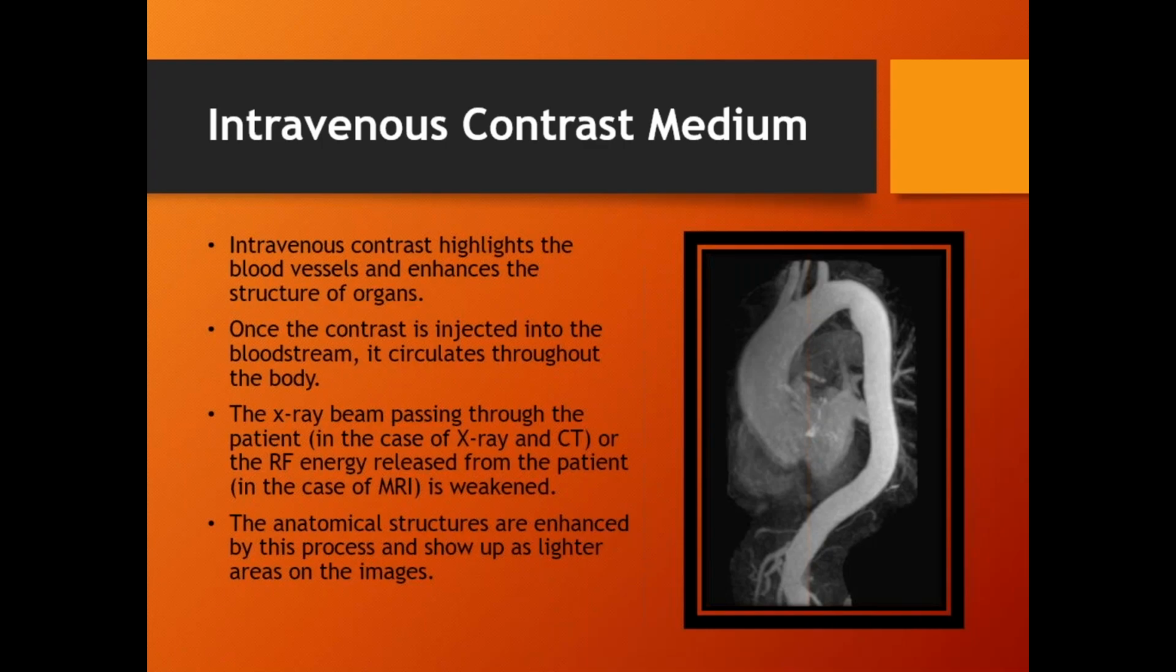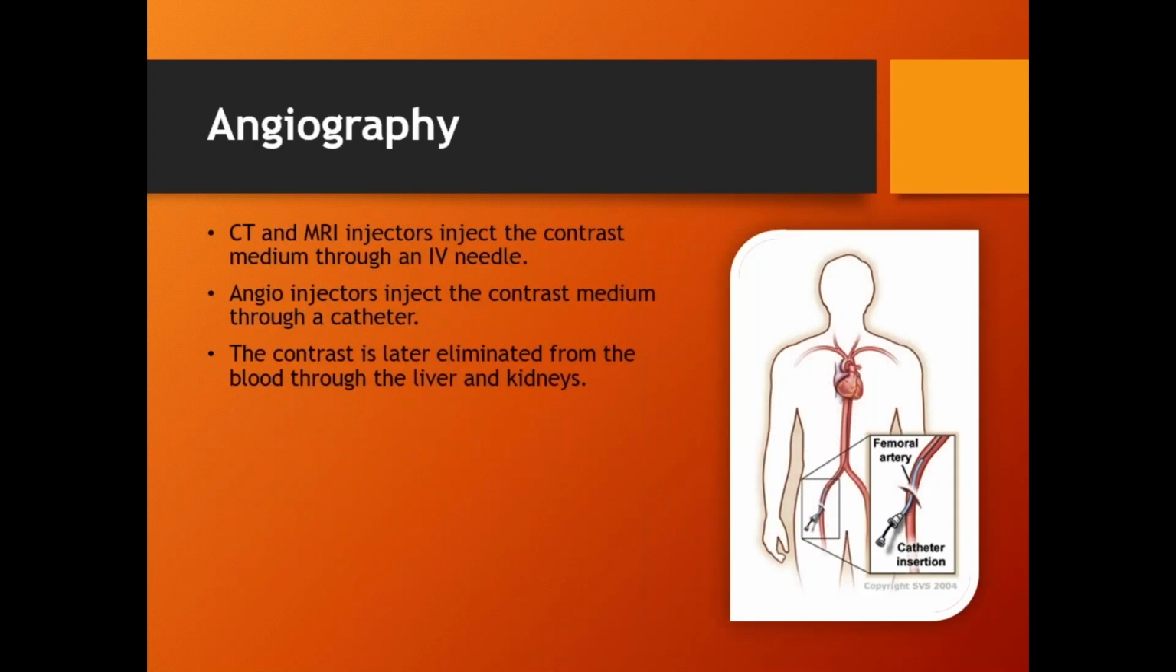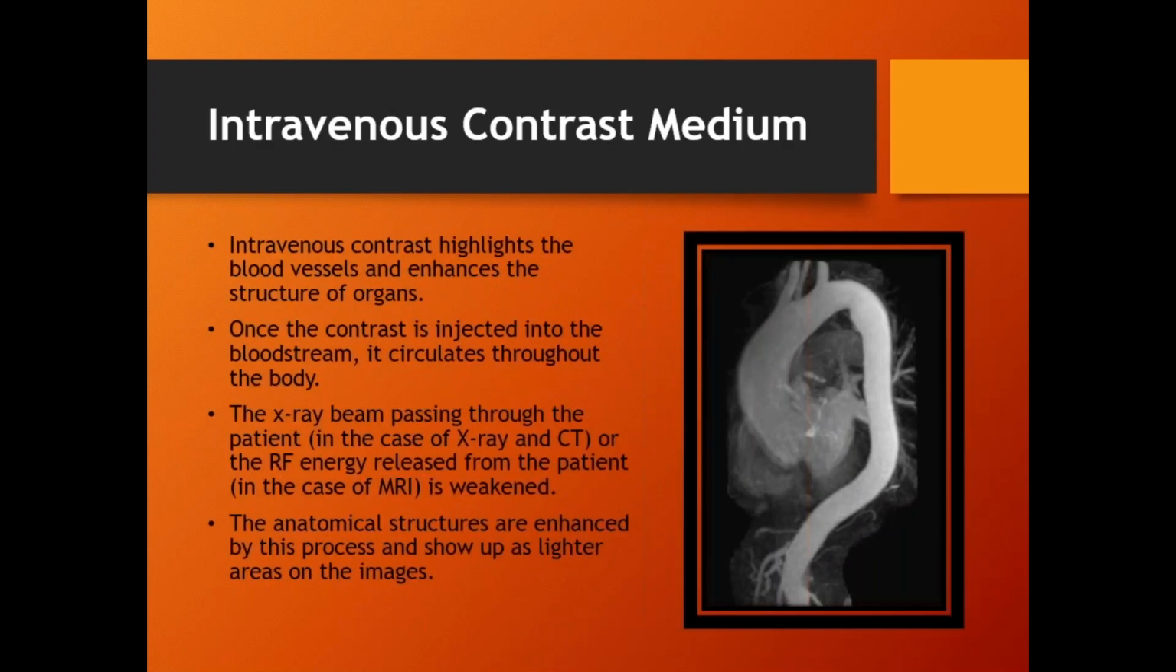So the timing for angiographic procedures, not CT and MRI, but for angiographic procedures, is to get the contrast in the region of interest and get the shot at the same time. It's not difficult, but it is critical. They need to be done together, simultaneously. The beam passing through the patient in the case of X-ray and CT, or the RF energy released from the patient in the case of MRI, is weakened. The anatomical structures are enhanced by this process and show up as lighter areas on the image.